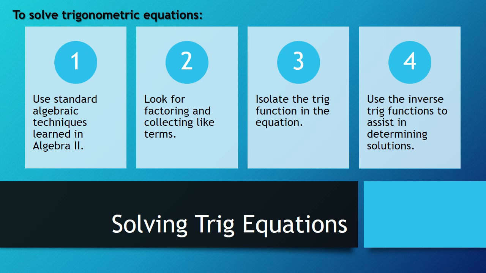Okay. We're going to learn about solving trigonometric equations. This is the last part of section 5.1 in your book. You're going to be using standard algebraic techniques that you've used before in order to solve equations. The big thing to think about here is we're going to be looking for factoring and like terms. We're going to isolate the trig function and then use the inverse trig functions to determine solutions. So I'm going to walk through a bunch of examples and hopefully they will help you.